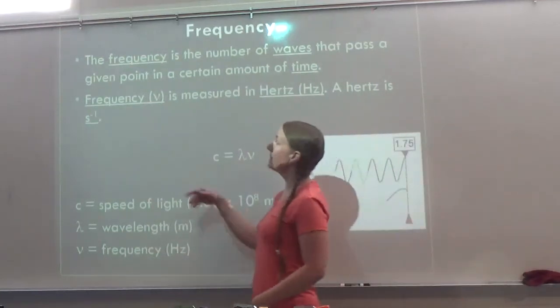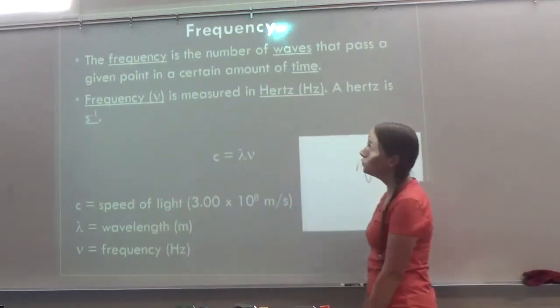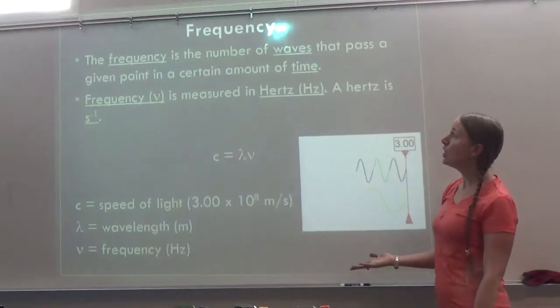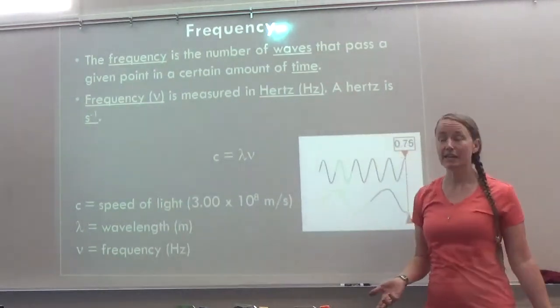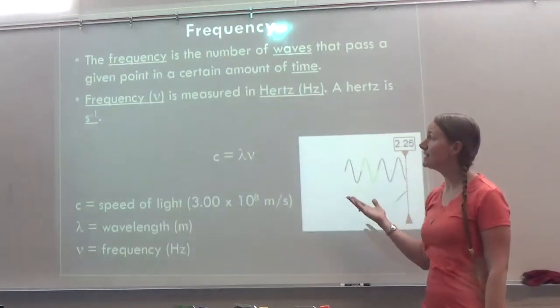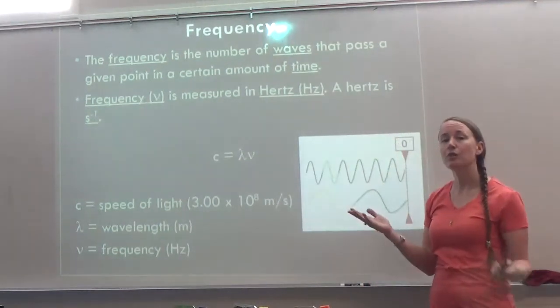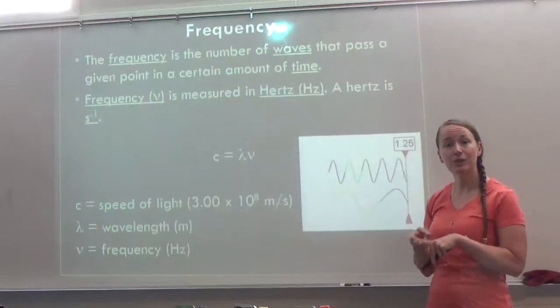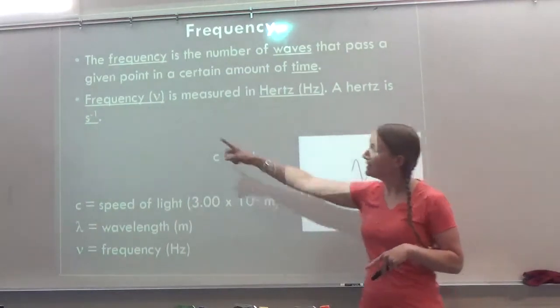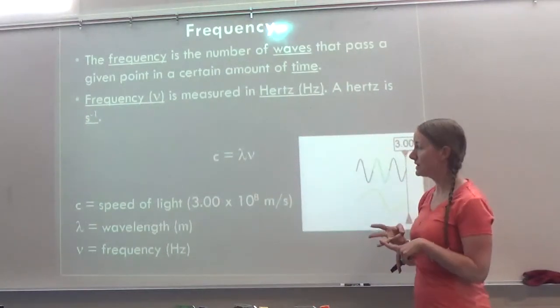Frequency is represented by the Greek letter nu, and it is measured in hertz, which is abbreviated Hz. A hertz is a second to the negative 1, or 1 over a second. So for frequency, I actually accept 3 different units: hertz, seconds to the negative 1, or 1 over a second.